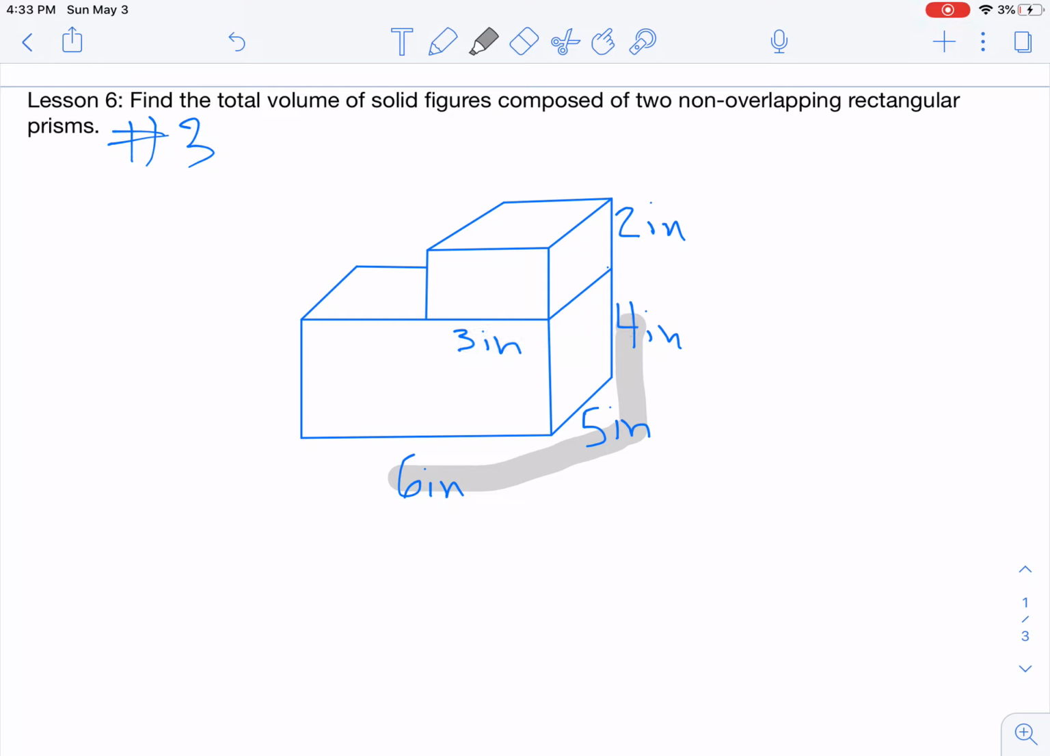Okay, so you can use tap-tap box to find the total volume, or you can draw this in a notebook, but I want you to try and find this volume by yourself. When you are done, come on back, unpause the video, and see how you did.